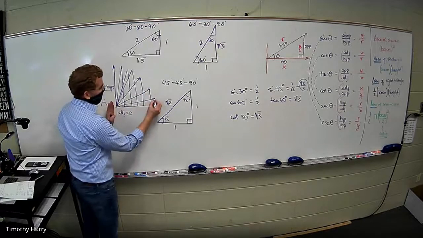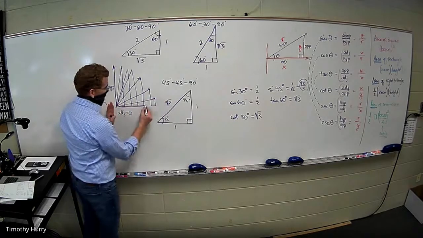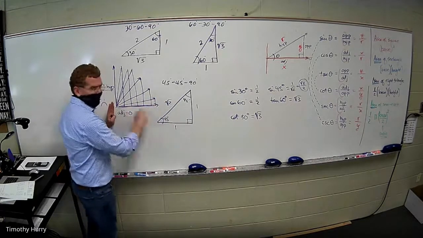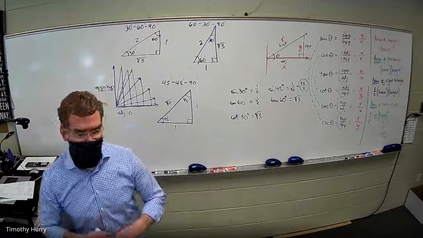What do you think happens to the adjacent side? I mean, sorry, to the opposite side? Smaller. It becomes 0, right? And then what happens to the adjacent and the hypotenuse? It becomes the same. That really bothers people until they get the unit circle.